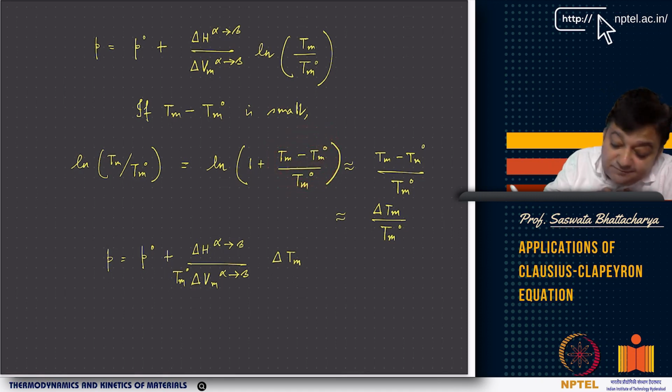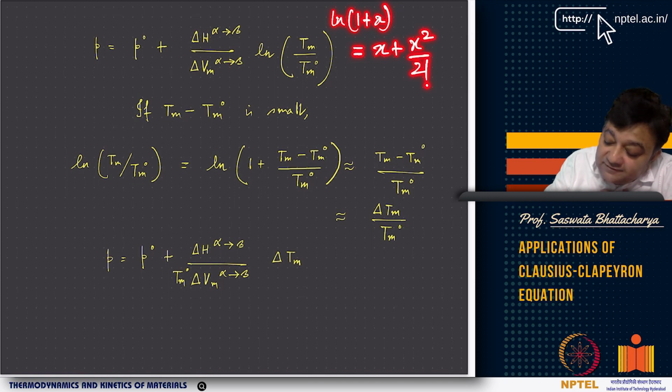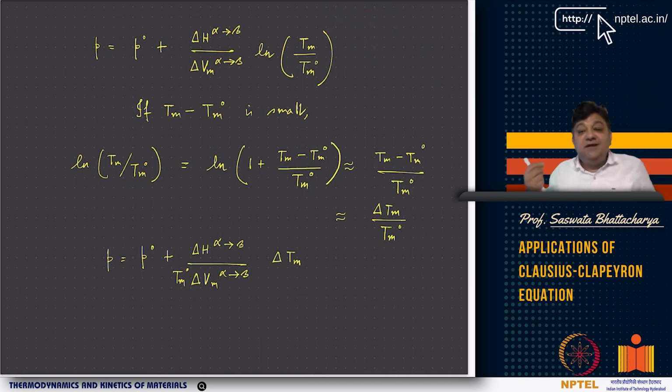It is like ln 1 plus x. If x is small, we can write this as x plus x square by 2 factorial and so on. But x is small, so x square will be even smaller. So I can just take the first term, the linear term in the expansion, which is Tm minus Tm0 by Tm0, and that is nothing but the change in melting temperature due to change in pressure.